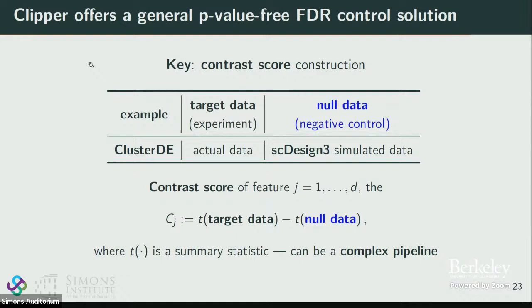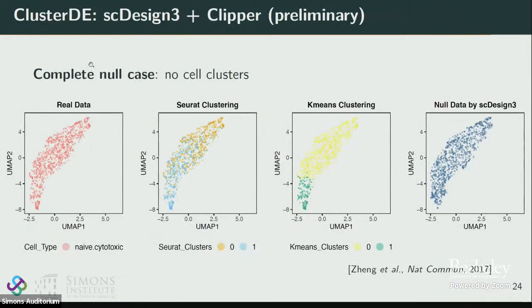And the idea is that if this feature J is not interesting, then this difference will be equally likely positive or negative, regardless of its absolute value. So this is a very preliminary result of this idea. Suppose that this is the real data, which doesn't look like clusters, right? There are no clusters. And if we use Seurat clustering, the popular pipeline, or the standard classical k-means clustering, we can still divide the cells into 2 clusters.